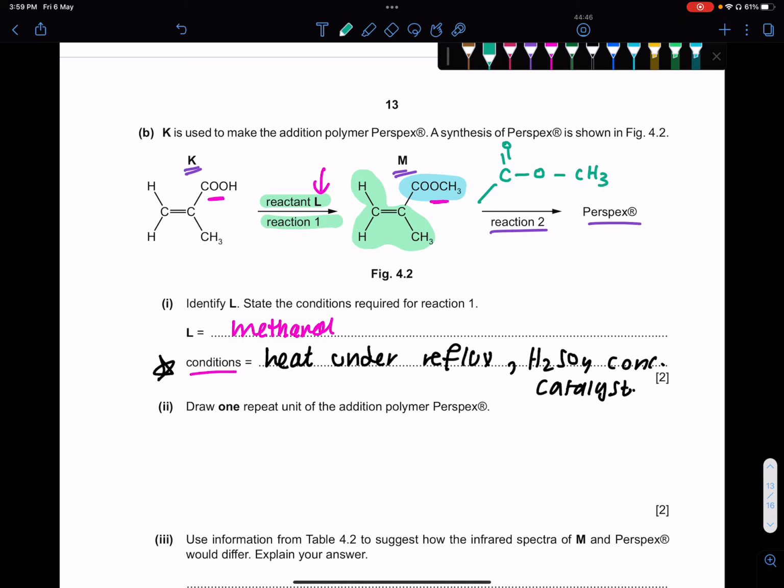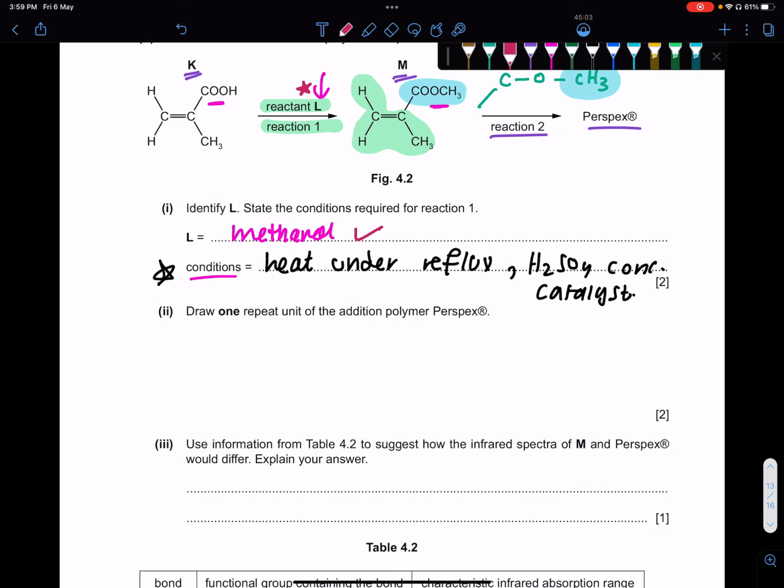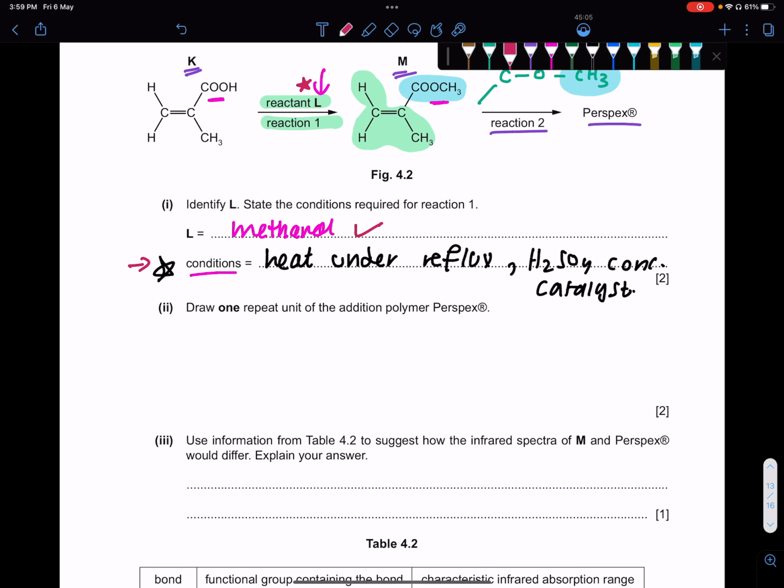CH3. So we've added another carbon atom. Where did the carbon atom come from? From a one-carbon alcohol. This is esterification. That is methanol, reactant L. Do remember that COO is the ester linkage. We're forming an ester by an esterification reaction, with elimination of water. These are the conditions needed for the reaction.